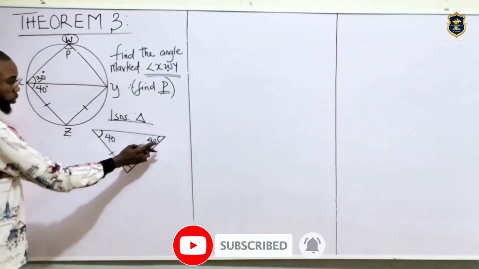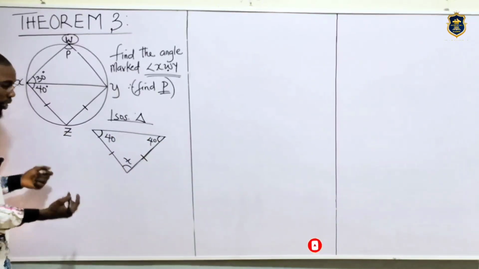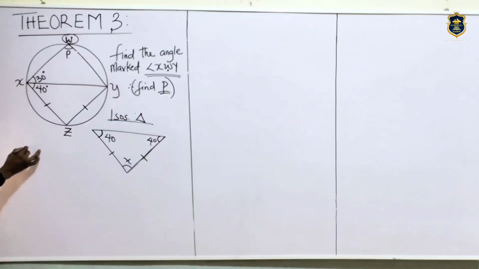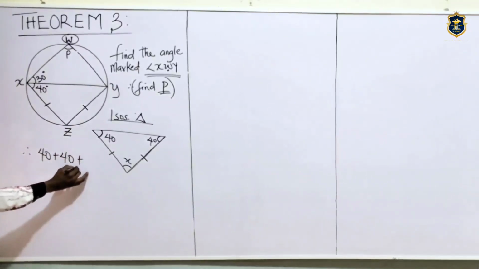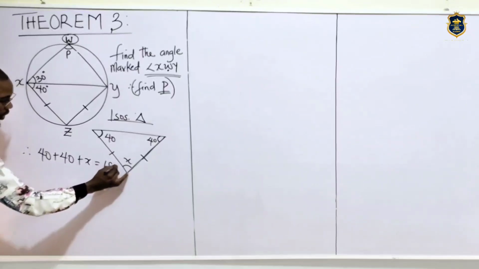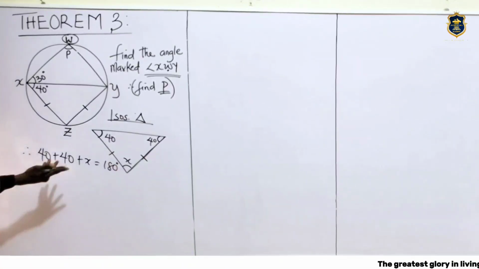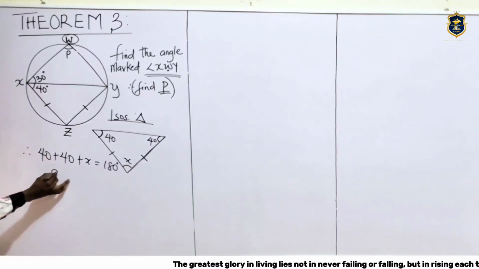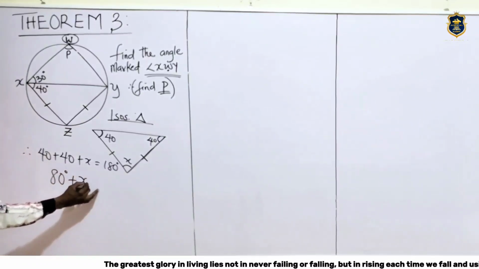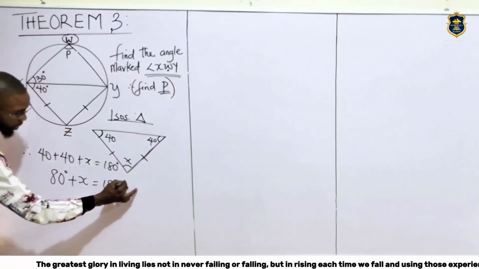Remember that the sum of angles in the triangle is what? Is 180 degrees. So we sum them. That means we'll say 40 plus 40 plus X is equal to 180 degrees. And the reason for that is that the sum of angles in the triangle is equal to 180 degrees. So what do we do now? 40 plus 40 is what? Is 80 degrees plus X equal to 180 degrees.